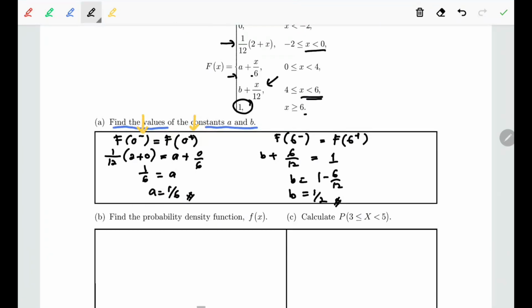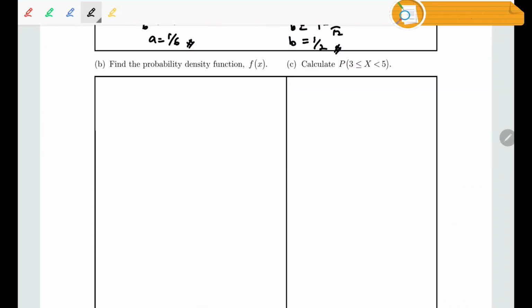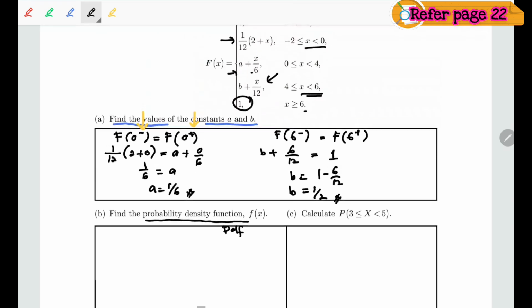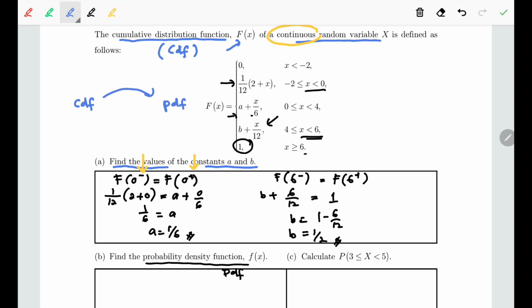Then we're going to proceed with part B. For part B, the question asks to find the probability density function. So this is the PDF. I'm going back to the question. You have to be reminded that the question gives you the CDF, and you need to convert it to become a PDF function.